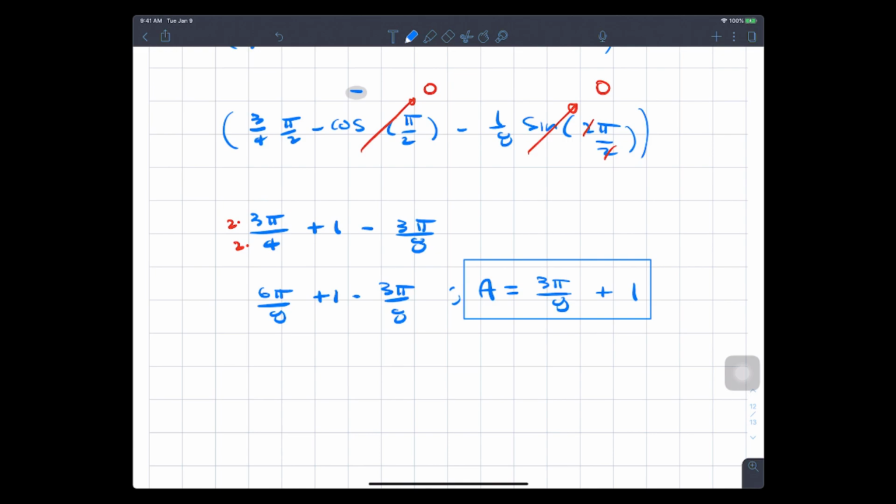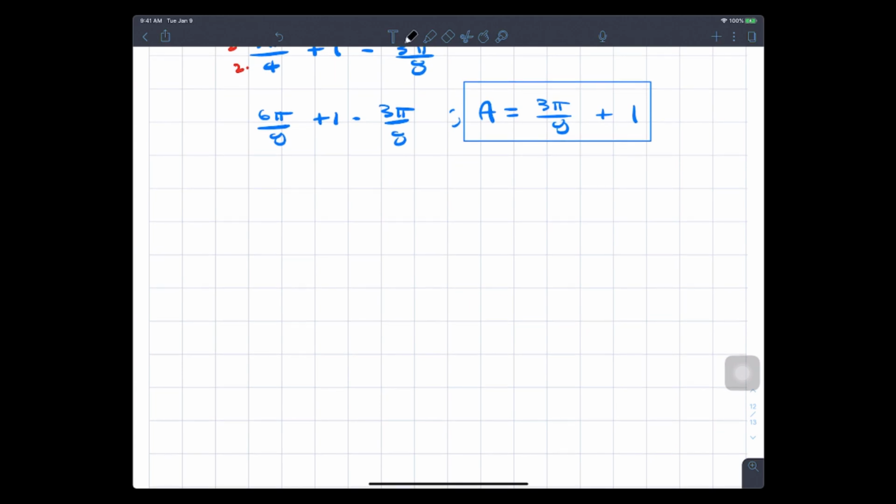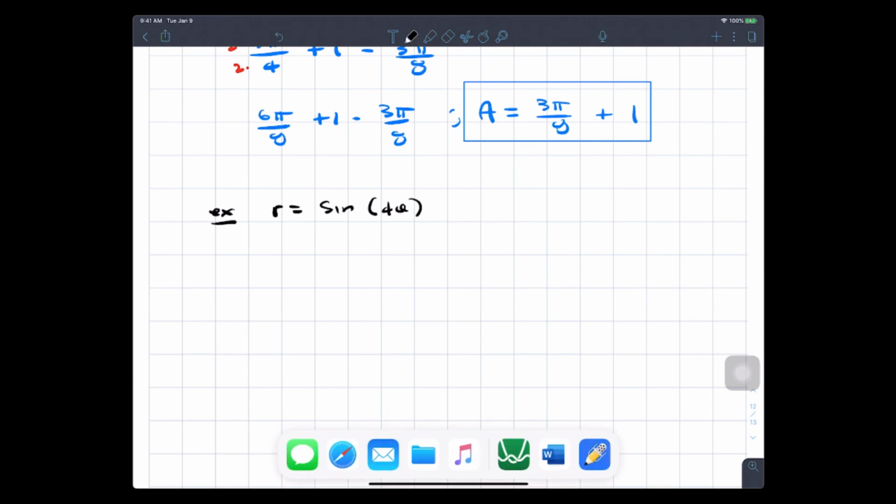And then let's go to another interesting question. You guys may like this one here. The next one I'm looking at in our book, the next example. They give us r equals sine 4 theta. And let's see what that looks like.